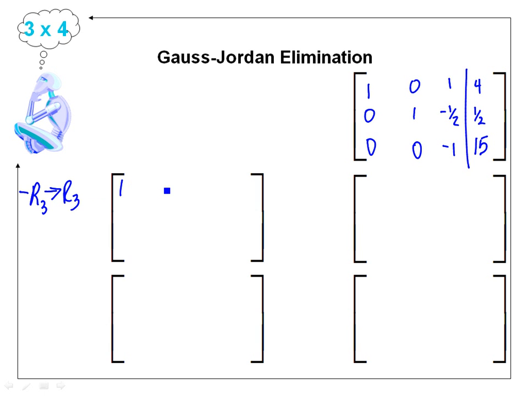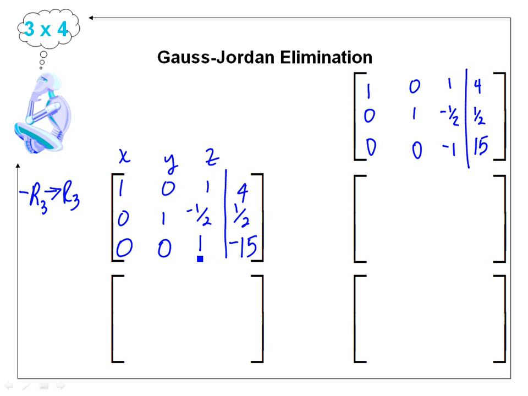So I'm going to rewrite everything else. And for row 3, I'm going to multiply everything by negative 1, and that's going to give me the z. Alright, so this is x, y, and z. So now I know that z equals negative 15. So I got to figure out what x and y are. Now we need to make this a 0, and we need to make this 0. So let's go ahead and tackle this one first.